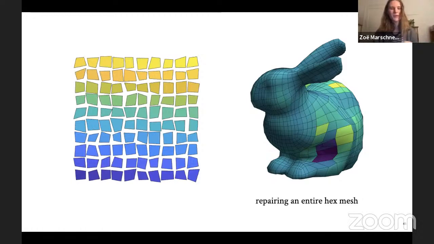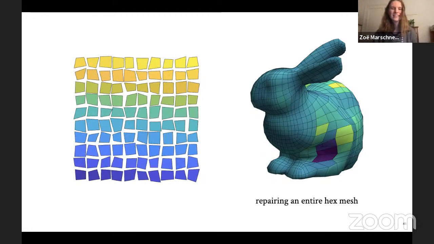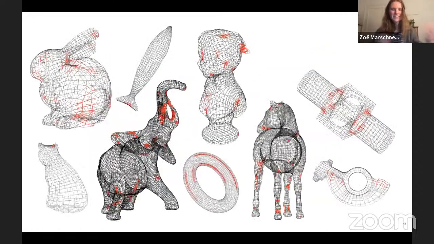If we do a step where we just take a weighted average of each element and make them back into a valid mesh, then we can repeatedly do this iteration over and over again, and eventually hopefully get a repaired mesh. You can see here this is run on lots of different examples, and the red shows how much we actually move them. So that's how we can come up with a repair algorithm.